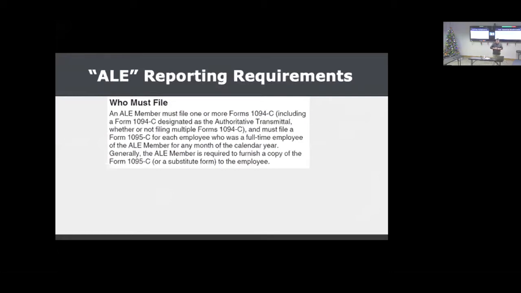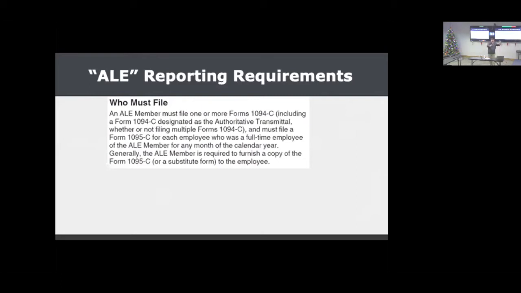If you go about halfway through that paragraph, after the parenthetical that says not filing multiple forms 1094-C, you must file a form 1095-C for each employee who was a full-time employee of the school or ESU for any month of the calendar year. That's why we have to go through and figure out, did that long-term sub who was on a maternity leave work 130 hours in that month? Because there's two ways to be full-time, right? We average 30 in a week, or we work 130 in any month. So the rules themselves, I wish were a little bit cleaner, but I think that's actually pretty clear, right?